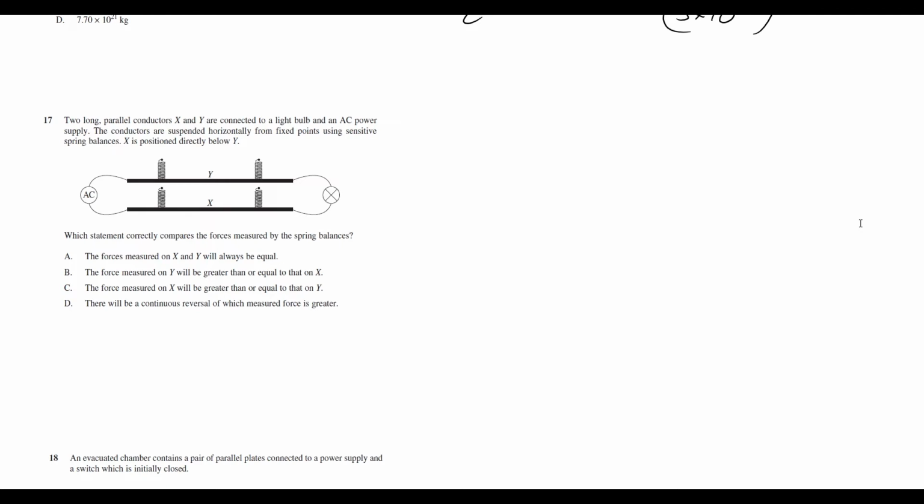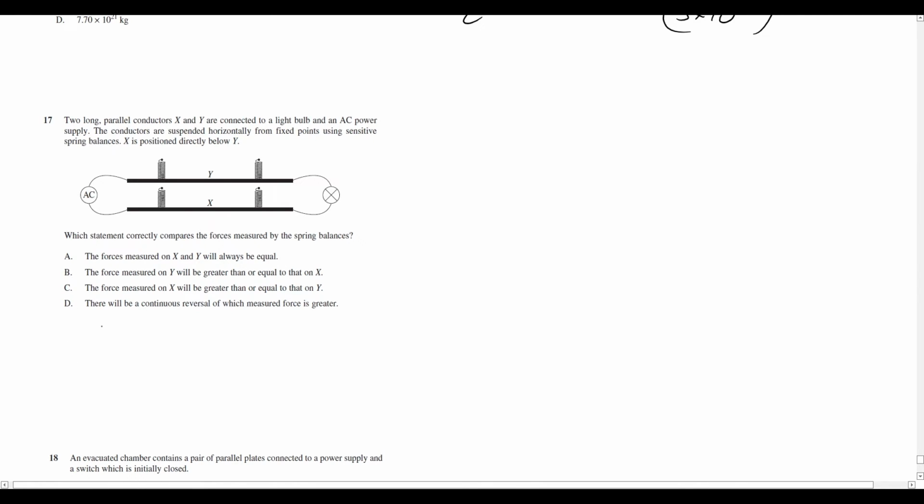So A, the forces measured on X and Y will always be equal. B, the force measured on Y will be greater than or equal to that on X. C, the force measured on X will be greater than or equal to Y. Or D, there will be a continuous reversal of which measured force is greater. Now, since we know that it's AC, it's going to be very, very tempting to just immediately put D and then move on and try and save a bit of time with your exam.